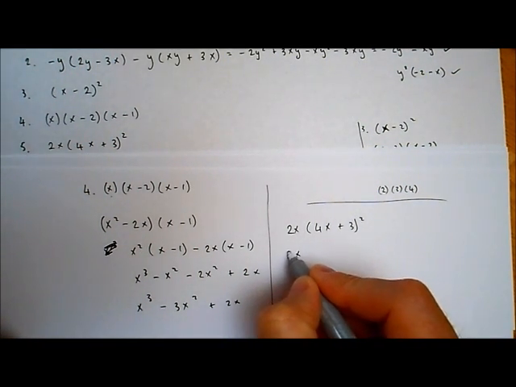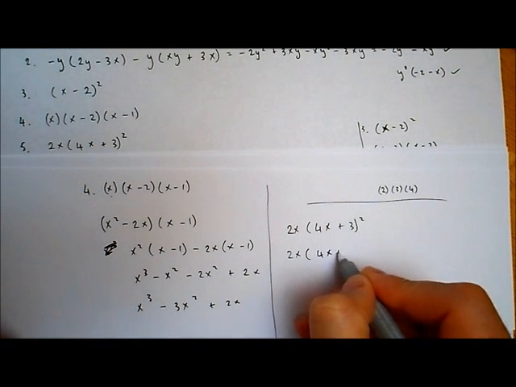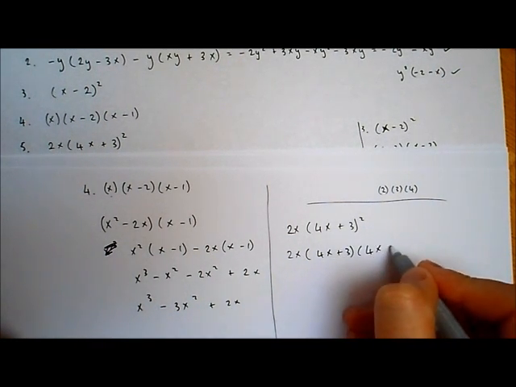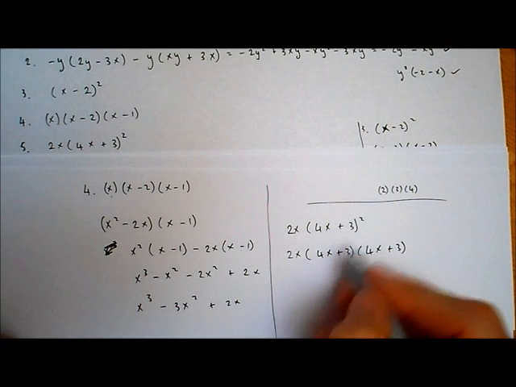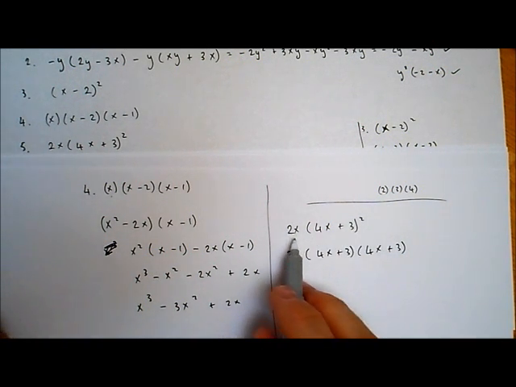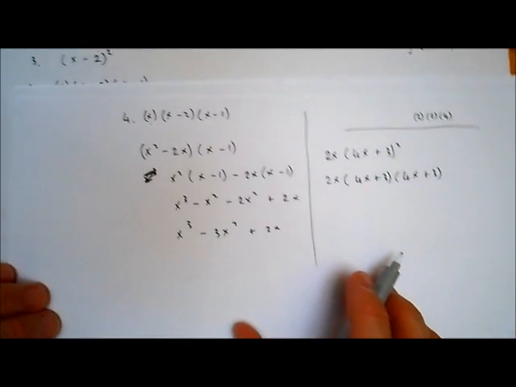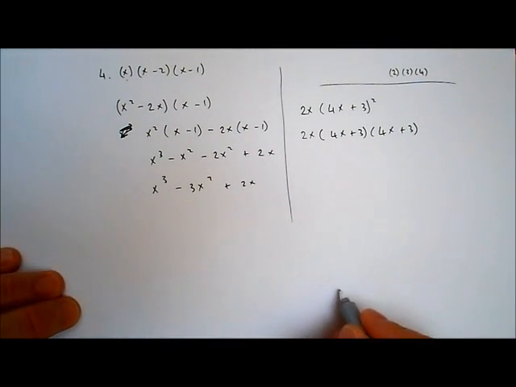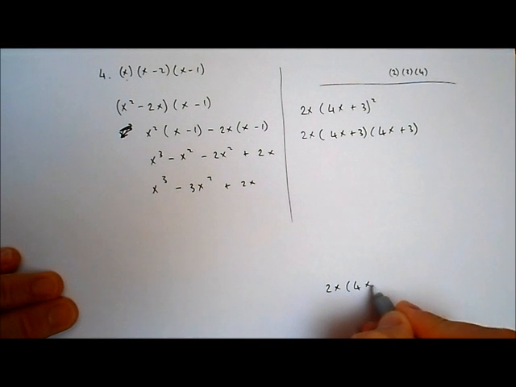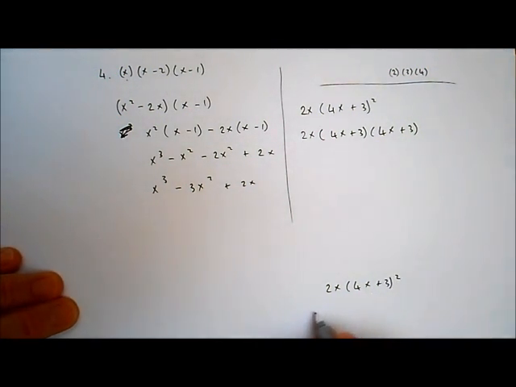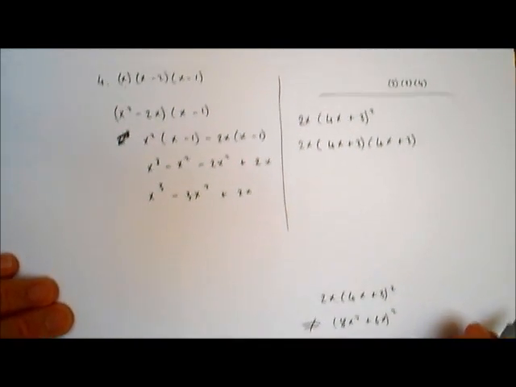That's 2x multiplied by 4x plus 3 times 4x plus 3. So we've got to square it first. We can't multiply by 2x first. So 2x by 4x plus 3 squared is not equal to 2x by 4x gives me 8x squared, 2x by 3 is plus 6x, all to be squared. So this is not equal to that, and that's a mistake that people often make.